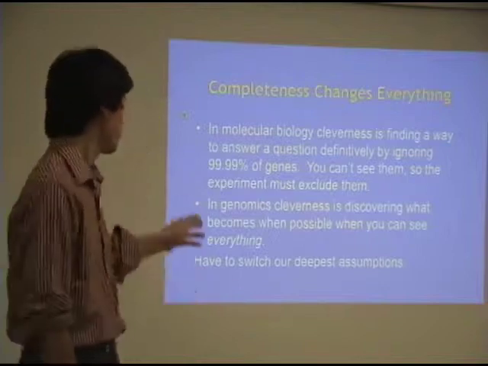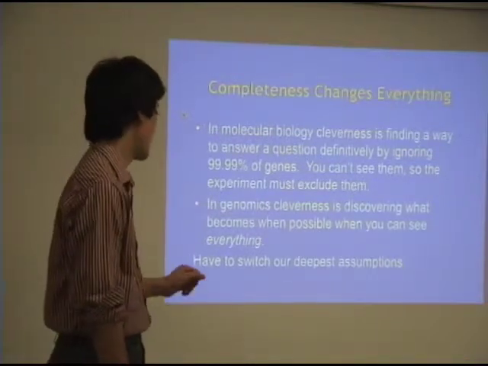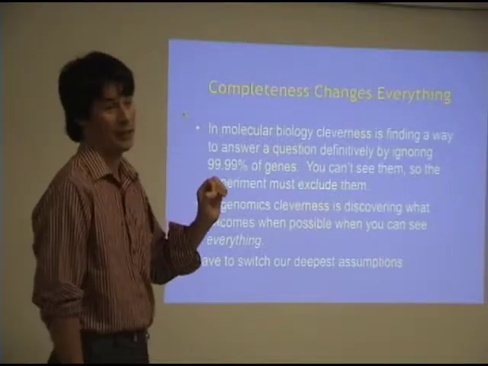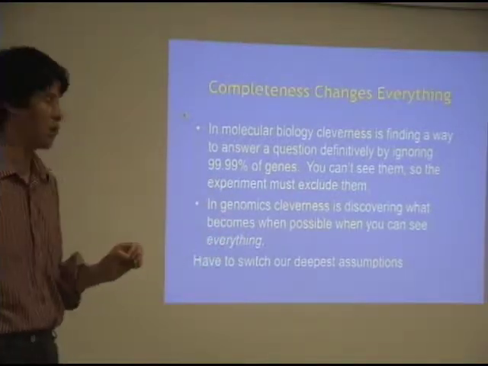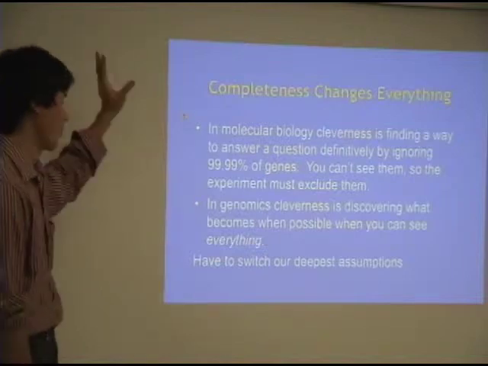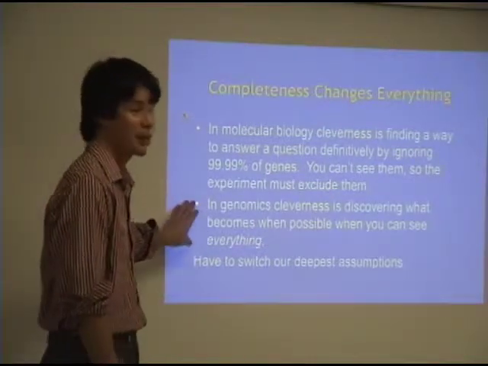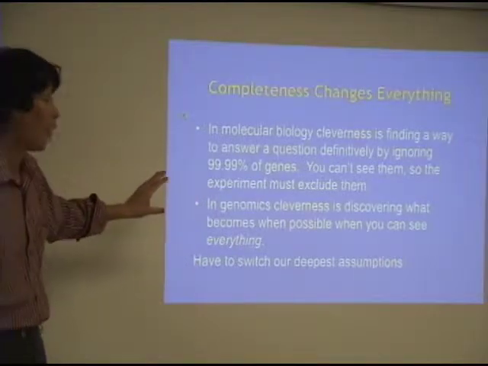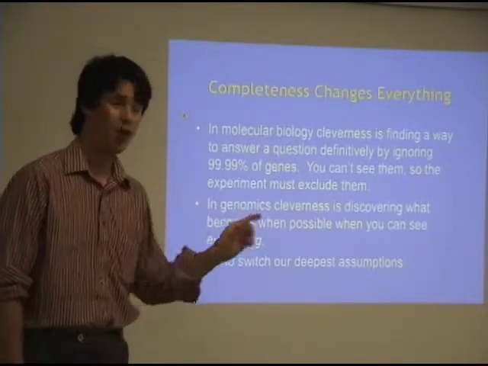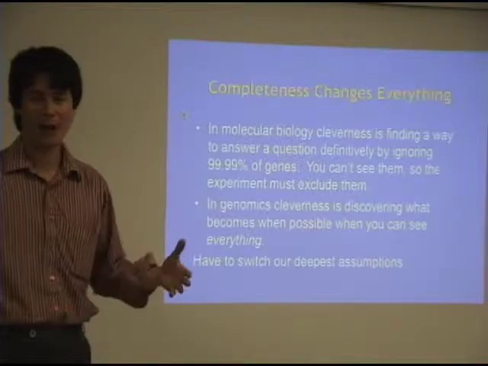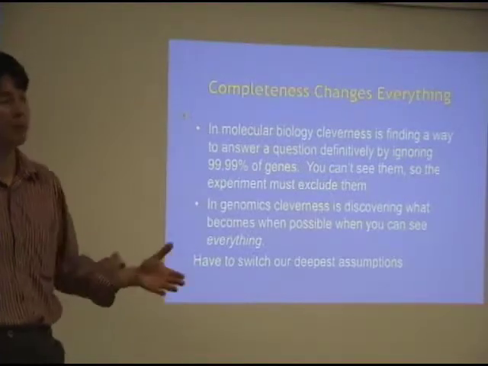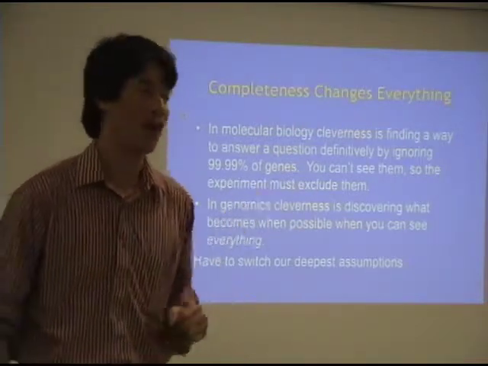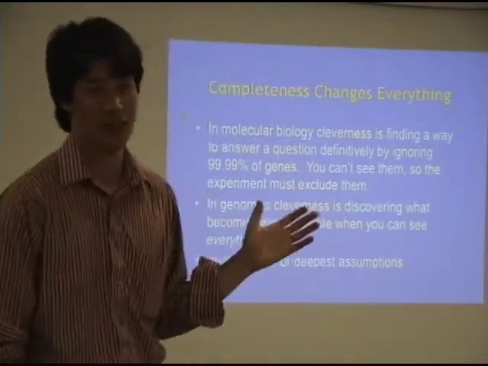So what you would do is design an experiment that is clever in that it can actually answer a question by ignoring most of what's going on. In genomics, actually cleverness is the exact opposite. It's what becomes possible only when you have a complete data set. So complete might mean we measured the level of expression or activity of every single gene in the genome.